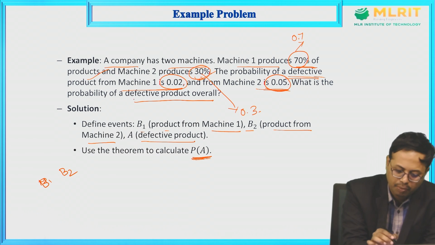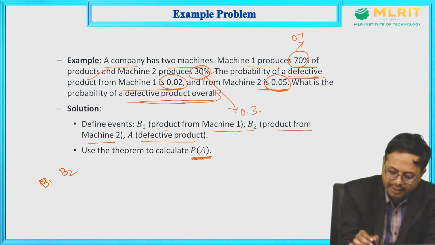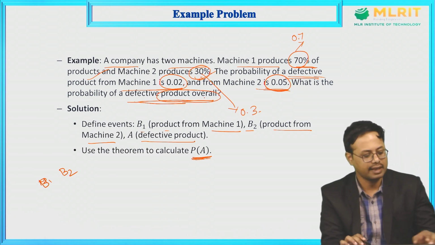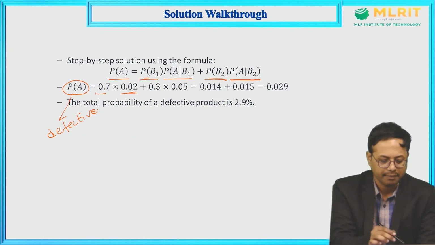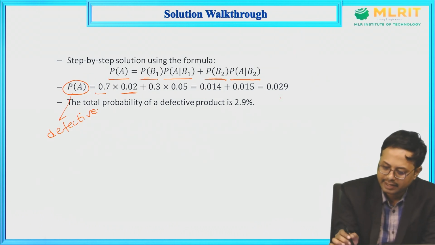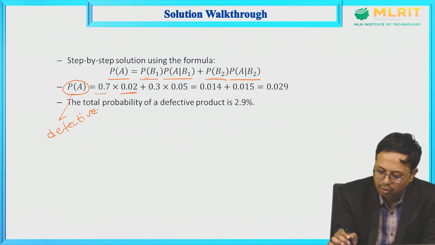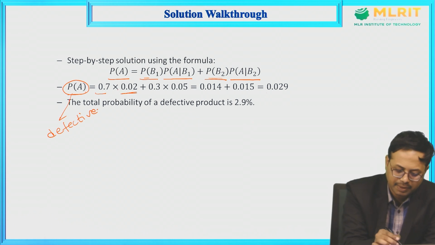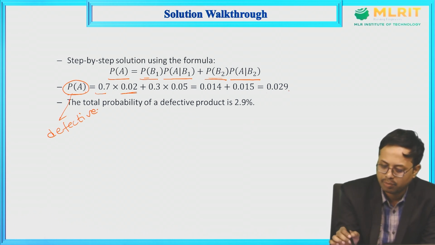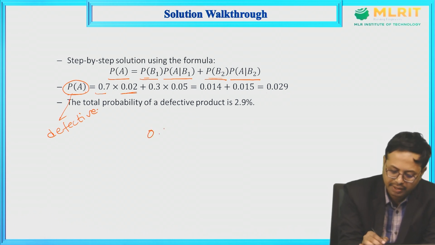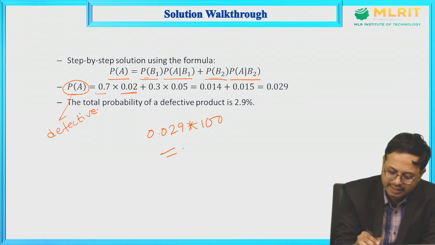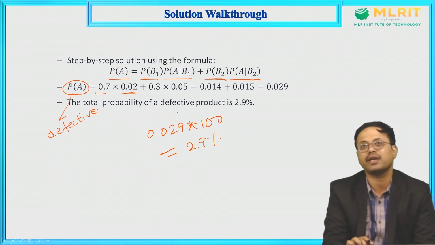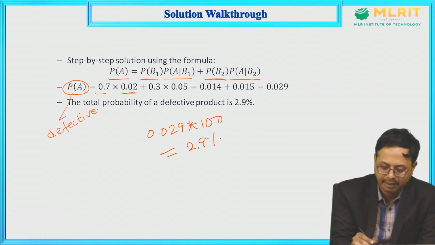What is asked? The probability of a defective product overall, that is P of A. If you calculate that, you will get 0.029. Here we are taking the percentage in terms of values, so multiply by 100. 0.029 multiplied by 100 results in 2.9%. The total probability of a defective product is 2.9%.